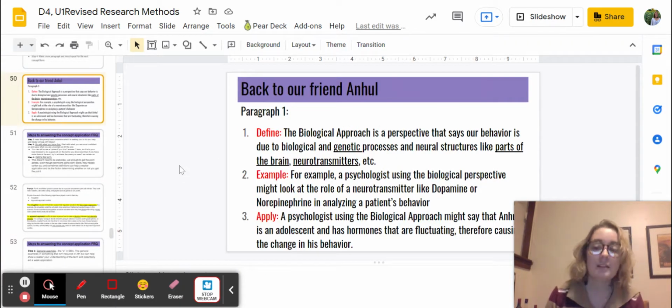So let's see, I define the biological approach: a perspective that says our behavior is due to biological and genetic processes and neurostructures like parts of the brain. For example, a biopsychologist would use the biological perspective to look at the role of a neurotransmitter like dopamine in analyzing a patient's behavior. And now, the important part, I apply it back to Anul. Psychologists using the biological approach would say Anul is an adolescent and has fluctuating hormones, therefore causing the change in his behavior.